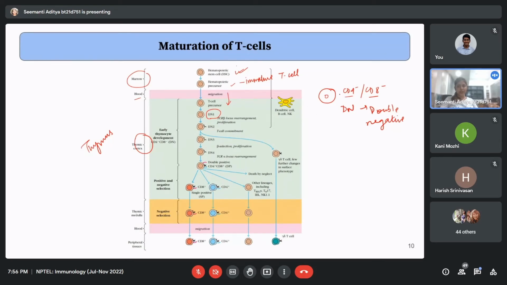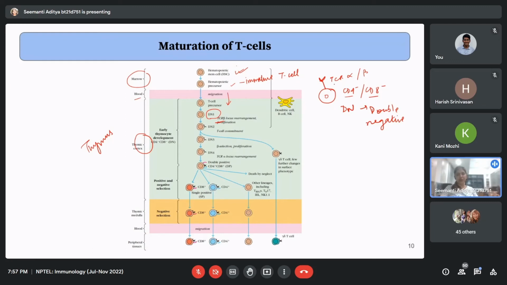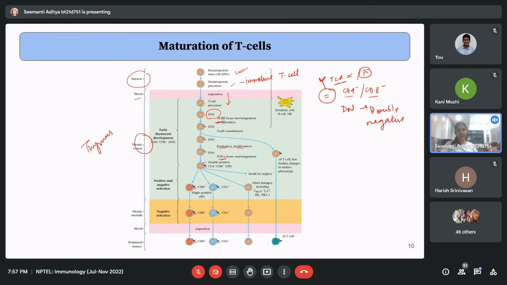Double negative for both these protein molecules. Once it undergoes several steps of maturation, you see there is DN1, DN2, DN3, DN4. In these different steps, the T cell receptor needs to be expressed on the surface of the T cell. The T cell receptor has two chains, the alpha chain and the beta chain. The beta chain will undergo rearrangement and proliferation, and that will result in the commitment of the cell towards being a T cell. Initially it was not committed to being a T cell. Once the beta chain is rearranged and proliferated, the T cell will get committed. Then there are several other steps of selection and proliferation, and the alpha chain gets rearranged. All this, DN1 to DN4, helps in the expression of the T cell receptor in its proper form on the surface of the T cell.